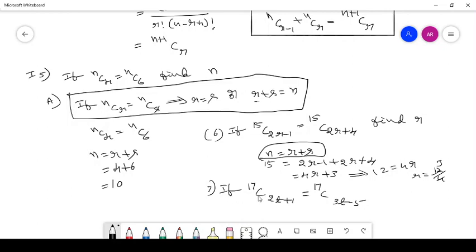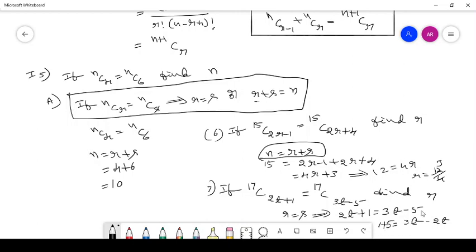Okay, here if 17C(2t plus 1) is equal to 17C(3t minus 5), find t. Here also you can take n is equal to r plus s, or r is equal to s. Taking r is equal to s also, you can get the result. 2t plus 1 is equal to 3t minus 5. 2t turns to that side, that becomes 3t minus 2t. Here 1 minus 5 transposing this side becomes plus 5, and t is equal to 6.